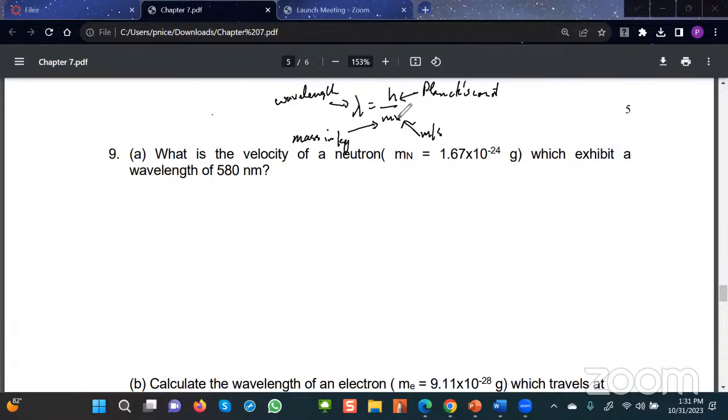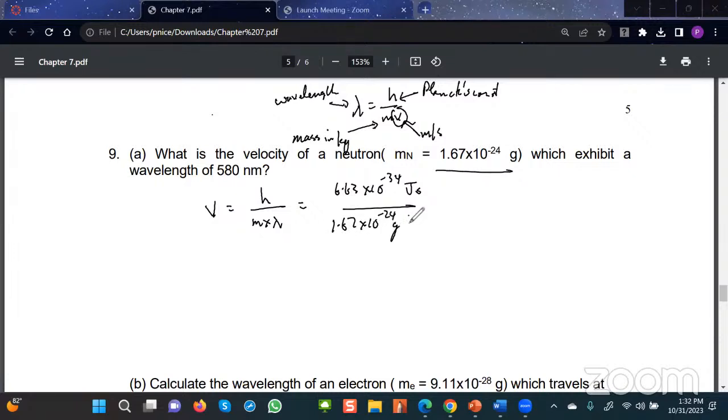All right, so what the question is asking for is the velocity, right? Based on that equation, we can say that the velocity is equal to h over m times lambda, and all we have to do is put the numbers in. So h is 6.63 times 10 to the minus 34 joules second, divided by mass, which is given here in grams. So we have to convert that to kilograms, which means multiplying by 1 kilogram divided by 1,000 grams. And then we multiply that by the wavelength.